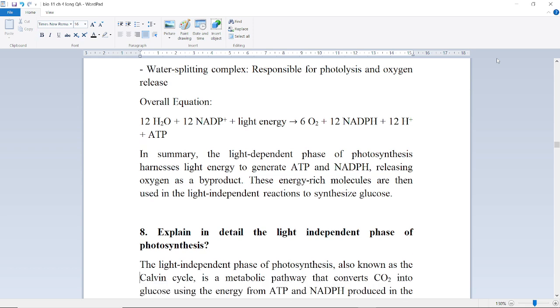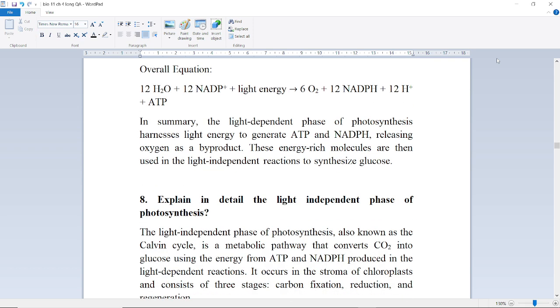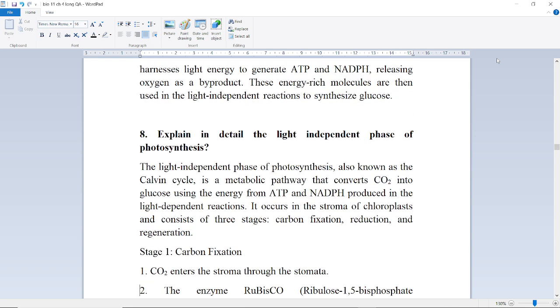Overall equation: 12 molecules of water, H2O, plus 12 NADP+ plus light energy gives us 6 molecules of oxygen plus 12 NADPH plus 12 H+ ions plus ATP. In summary, the light-dependent phase of photosynthesis harnesses light energy to generate ATP and NADPH, releasing oxygen as a byproduct. These energy-rich molecules are then used in light-independent reactions to synthesize glucose.